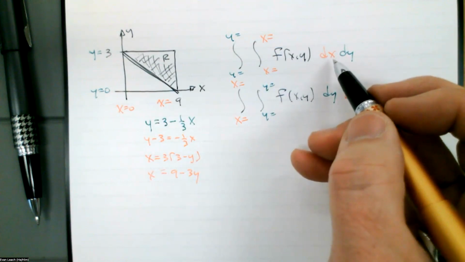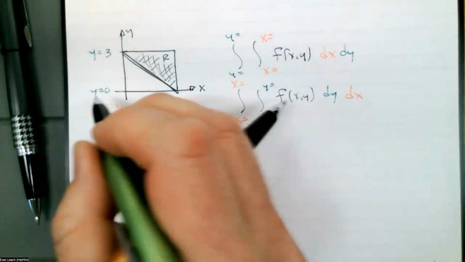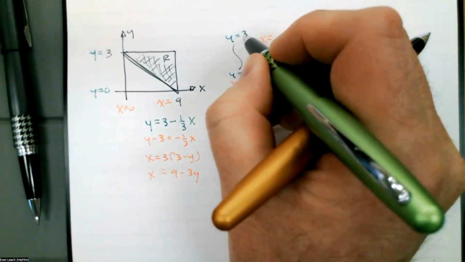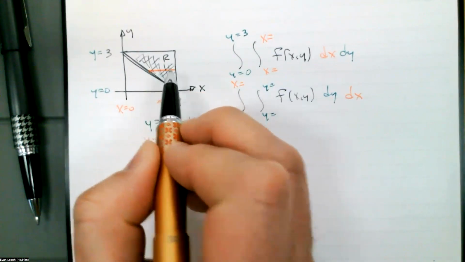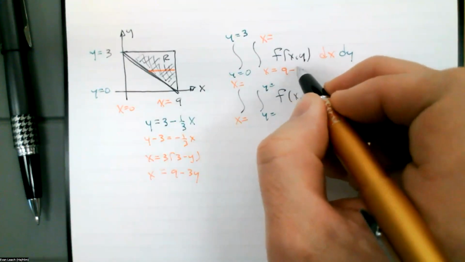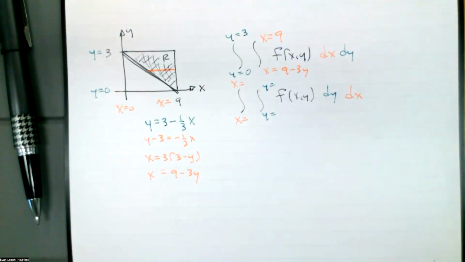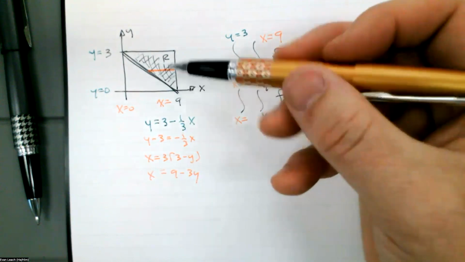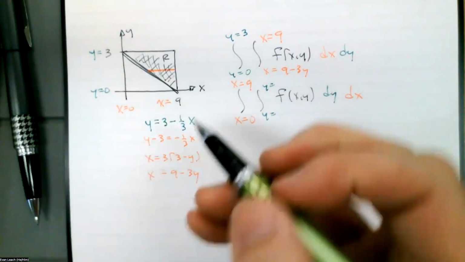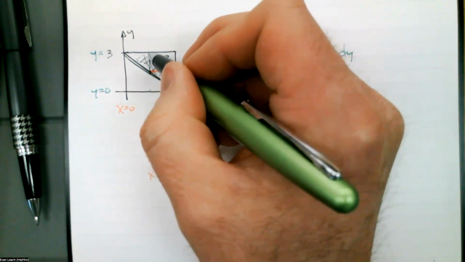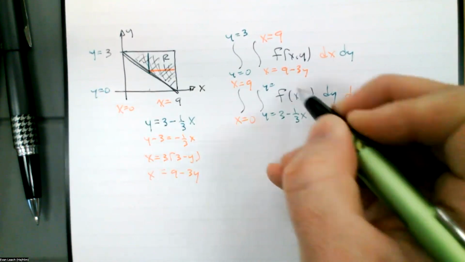So for our dx dy integral, we have the same restriction on y. Y goes from 0 to 3. And for a typical y value, we start at the line and end at 9. For the dy dx integral, the x's are still between 0 and 9, but the y starts at the line and ends at 3.